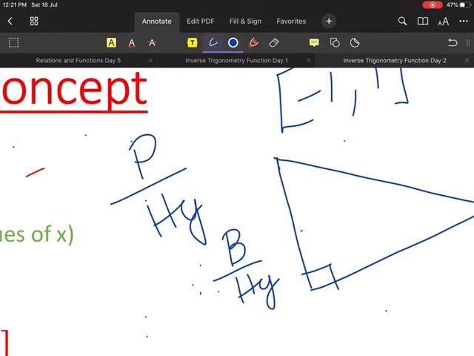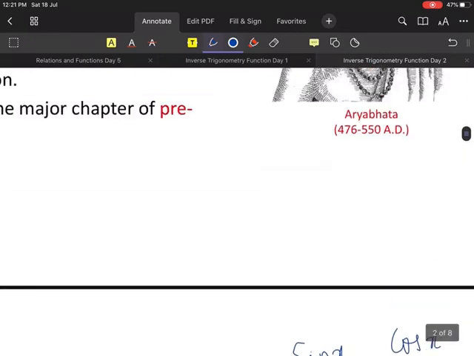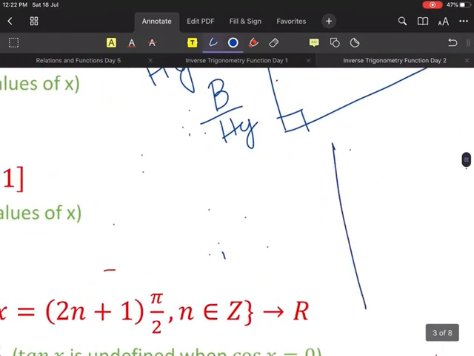Can it ever be possible that the hypotenuse will be smaller than the perpendicular? Can it ever be possible that the hypotenuse will be smaller than the base? No, it can never be possible, right? And in fractions, what we learned is, when the denominator is bigger, the number is always less than 1. Yes or no?